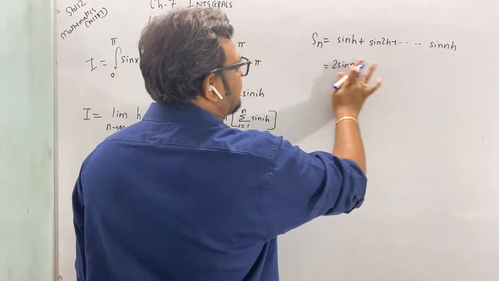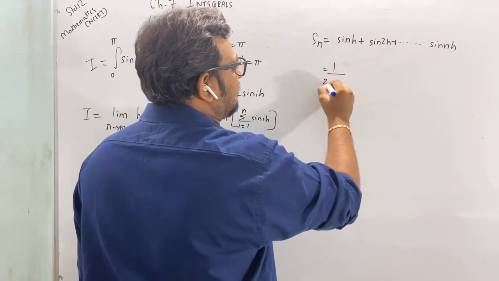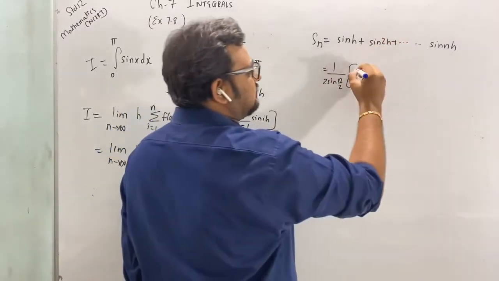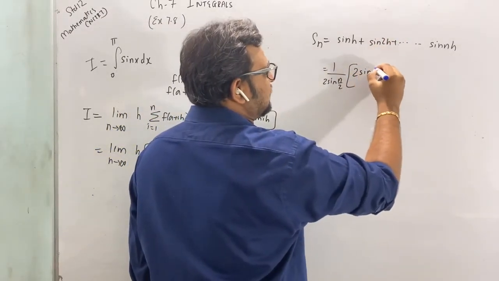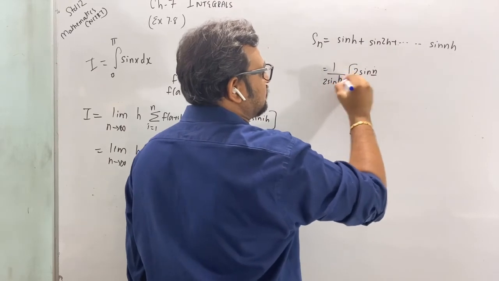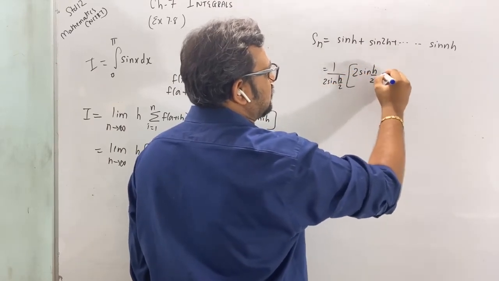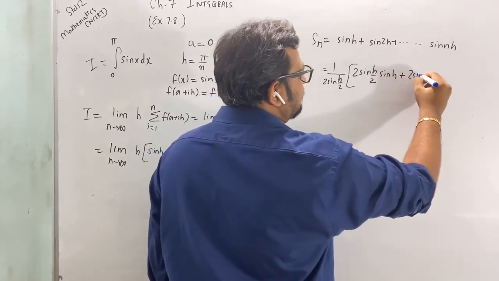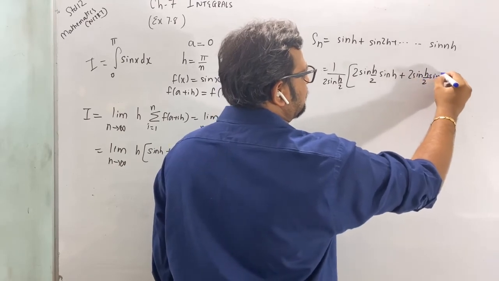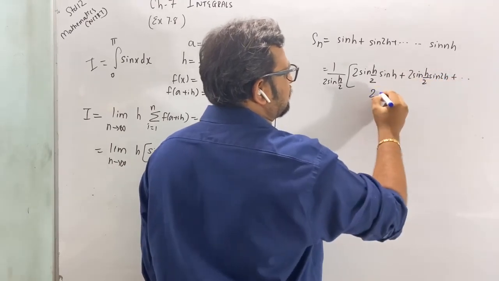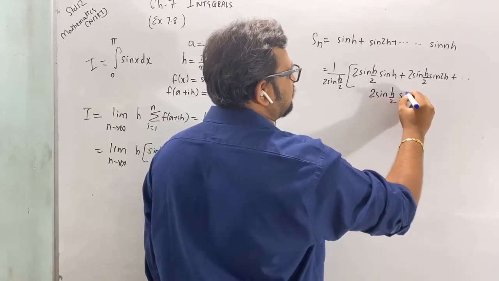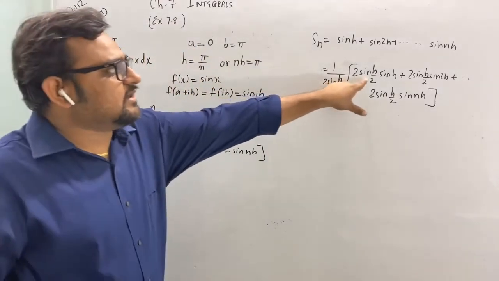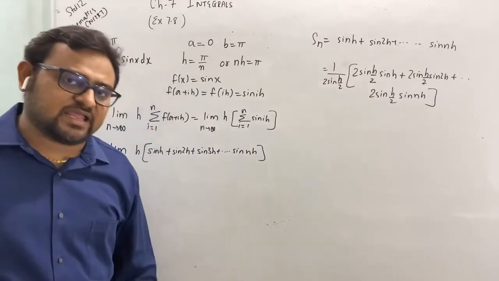2 sine h by 2, I am dividing it here, so I multiply each term by 2 sine h by 2: 2 sine h by 2 sine h plus 2 sine h by 2 sine 2h, up to 2 sine h by 2 sine nh. Okay, I had multiplied and divided it by sine h by 2.